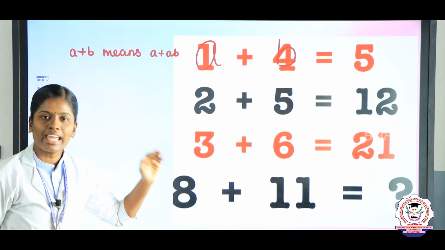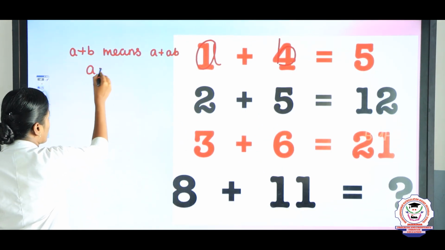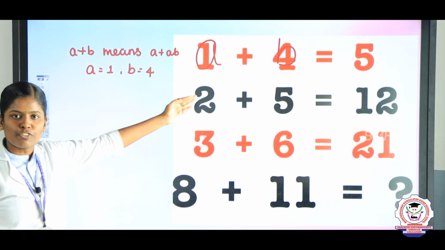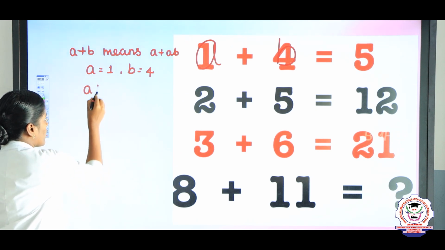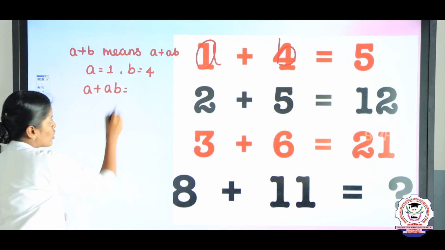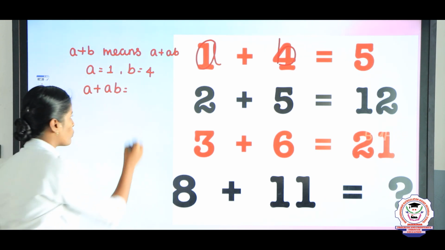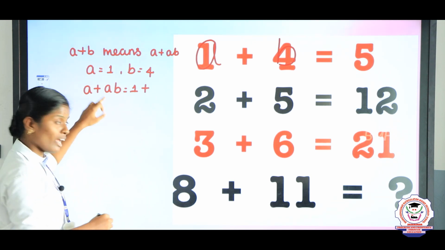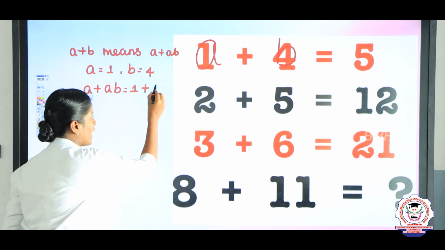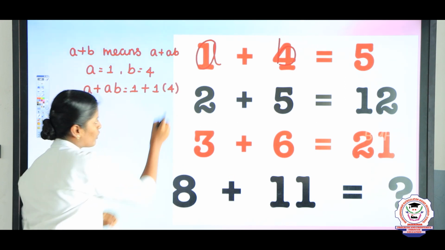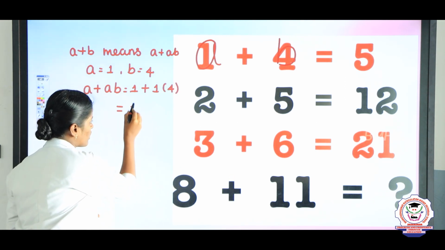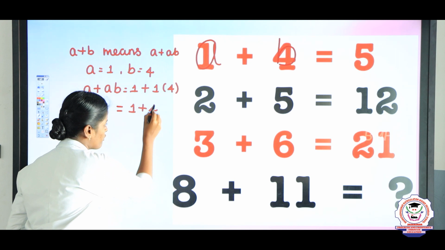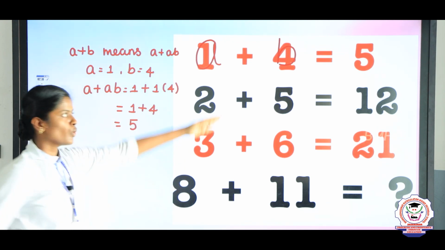Here the A value is 1 and the B value is 4. What is the A value? The A value is 1 and B value is 4. Now we are going to apply this formula, A plus AB. Here the A value is 1 plus, again we have A and B, with A value 1 and B value 4. Now we are going to solve this. 1 plus, so what is the answer? 1 4s are 4. So, the final answer is 5. We got the answer 5.